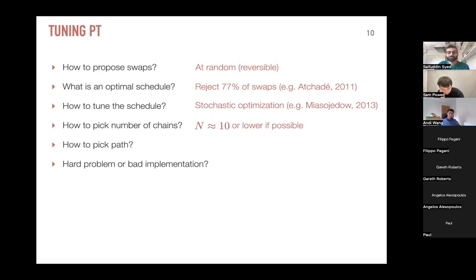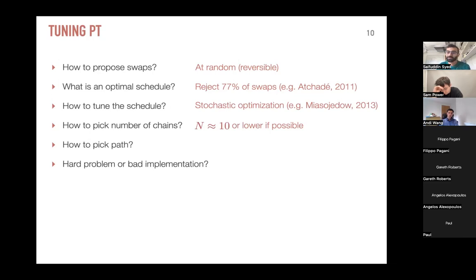How do you pick the actual schedule itself, practically? In general, the state of the art corresponds to various forms of stochastic optimization. As anyone who's ever implemented stochastic optimization algorithms knows, they can be quite finicky, and that adds its own level of complexity to the problem.